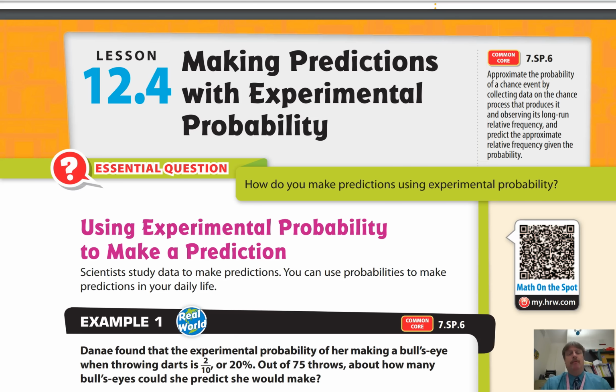In lesson 12.4, making predictions with experimental probabilities, we're going to continue and finish up on our 7.SP.6 standard. The essential question is how do you make predictions using experimental probabilities? And pretty much in this lesson, we're just going to use the tools that we've previously learned, not only in 12.1, 12.2, 12.3, but also in our ratios and proportions when we're looking at proportional relationships.